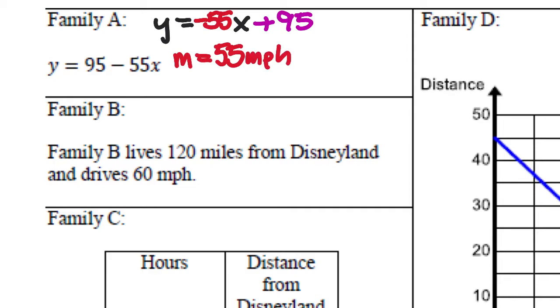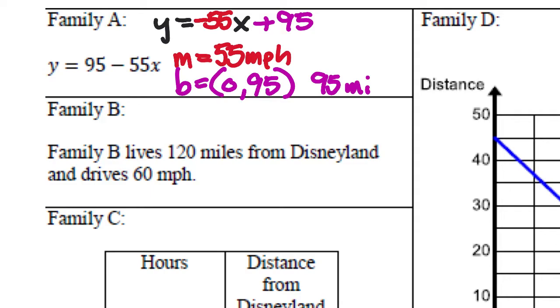And I'm not making that negative because that's the speed they're driving at. It's a negative slope because they're getting closer. And then, of course, the y-intercept here is going to tell us how far away they are from Disneyland to start out with. So that'd be 95 miles away. So we assume this is how far away they live. That's okay. Part B says they live 120 miles from Disneyland.